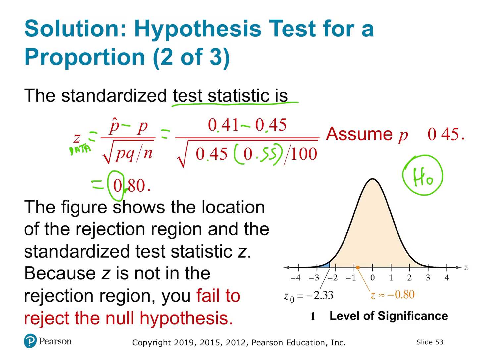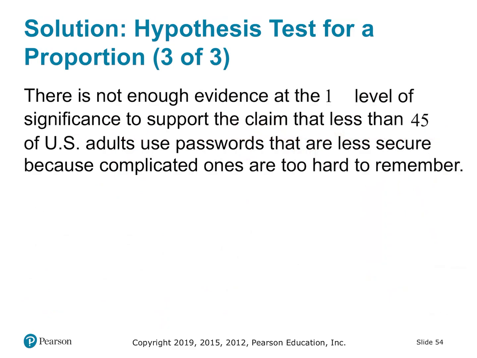But here's the picture. Lovely picture here. We have the location of the rejection region, minus 2.33, and we weren't even close. We actually like H0 here because it's really close to the center. That 4% difference here isn't very much. Who knew? Sometimes it is and sometimes it isn't. Z is not in the rejection region. You do not want to reject the null hypothesis. In fact, you kind of like it. You like H0 because this is very moderate. This is very centered. And that's not going to support going left or right or even to a two-tail scenario for an alternative hypothesis. And there's not enough evidence, especially at the 1% level. That's really a hard bar to cross anyway, of significance to support the claim that less than 45% of adults use the less secure passwords.